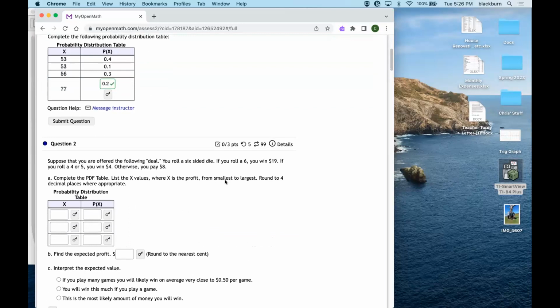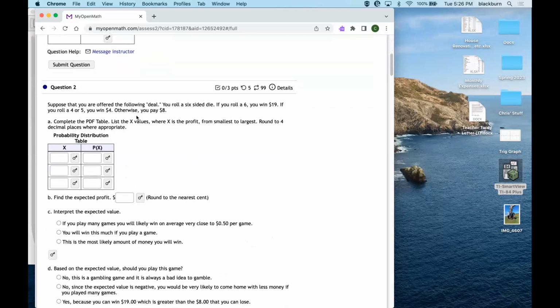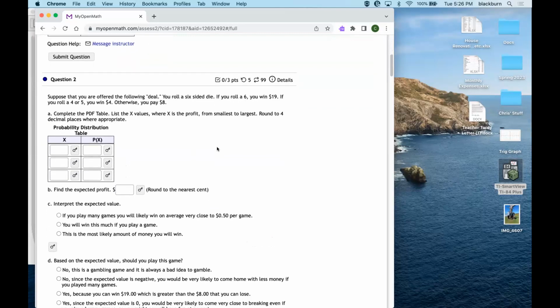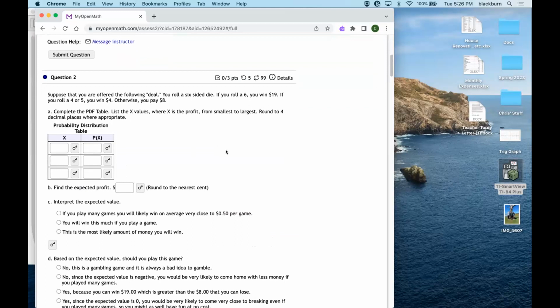So the next one, suppose that you are offered the following deal. These are kind of cool problems. You roll a 6-sided die. If you roll a 6, you win $19. If you roll a 4 or a 5, you win $4. Otherwise, you pay $8. Okay, so what we're going to do, the X is going to be the expected amount you win or lose.